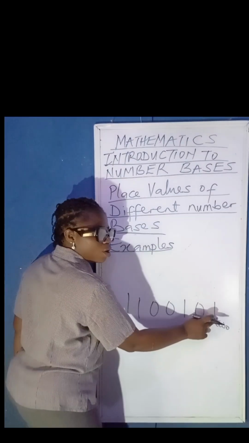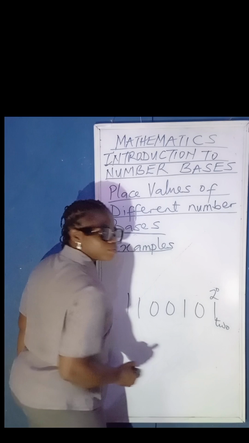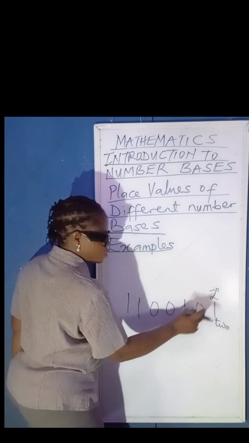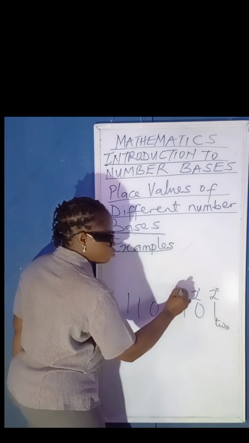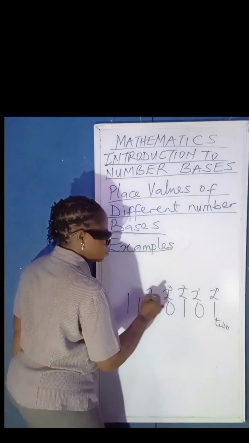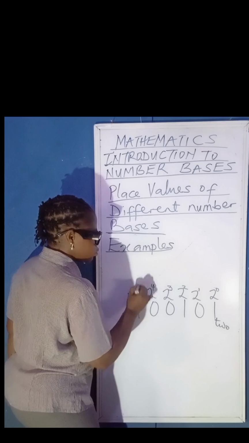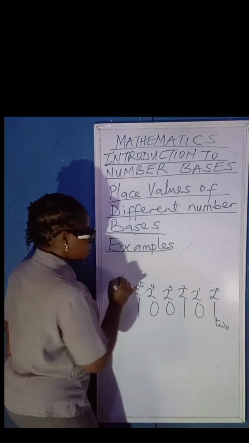The place value of the last one is 2 raised to power 0, the place value of this 0 is 2 raised to power 1. This is 2 raised to power 2, 2 raised to power 3, 2 raised to power 4, 2 raised to power 5, and 2 raised to power 6.